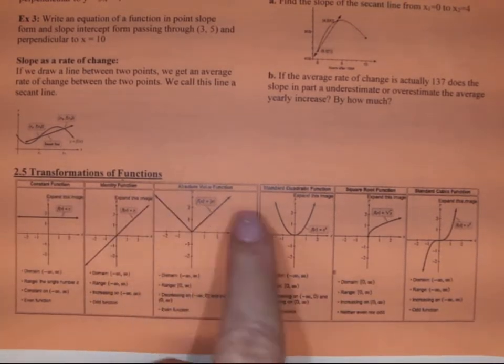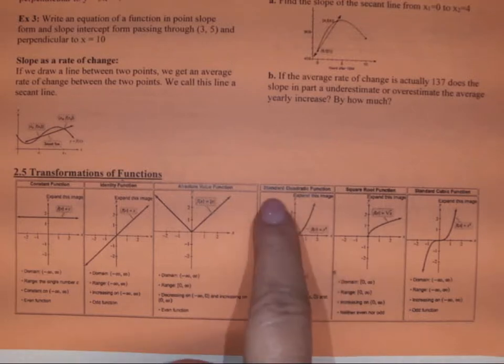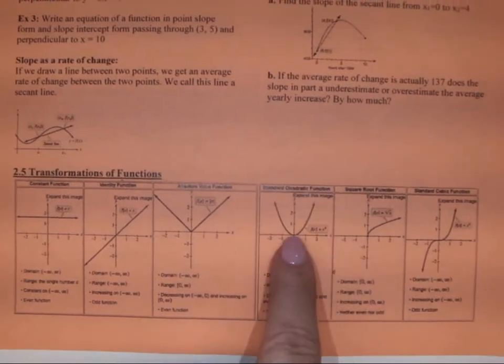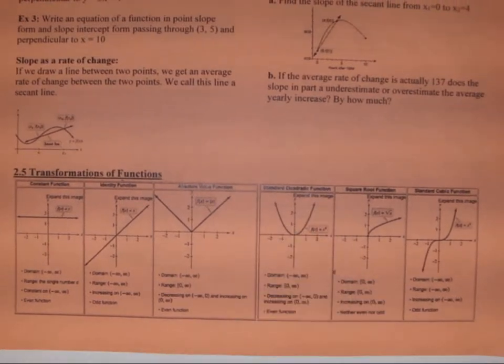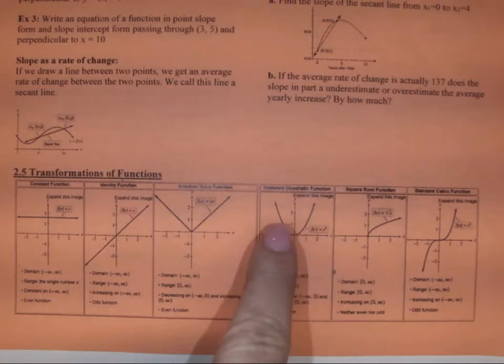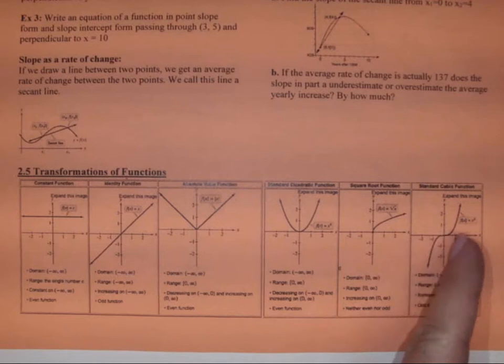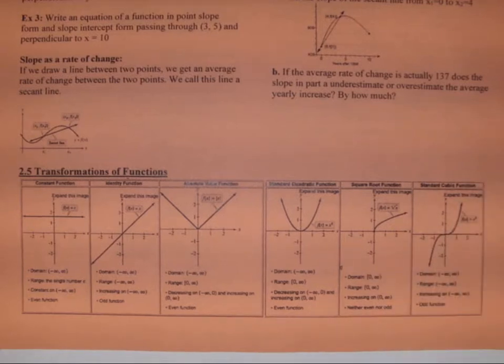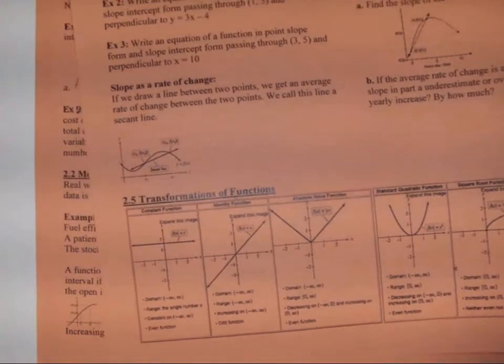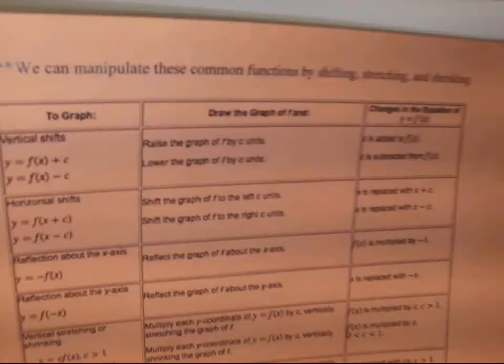This is an absolute value function. This is our standard quadratic, which we call a parabola. That's just an x squared function. This is a square root function, and this is a cubic function. Now, with these standard functions, we can actually manipulate these functions in several ways.